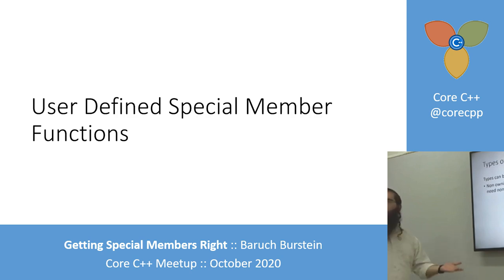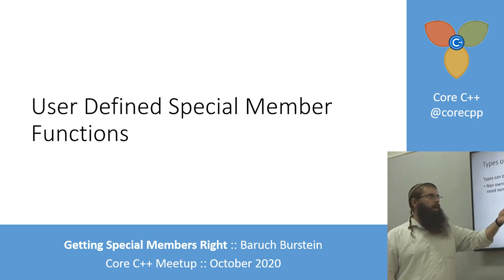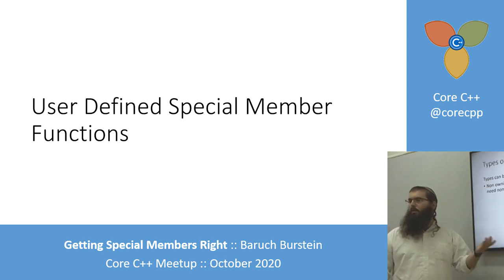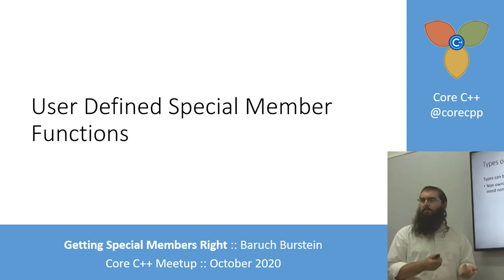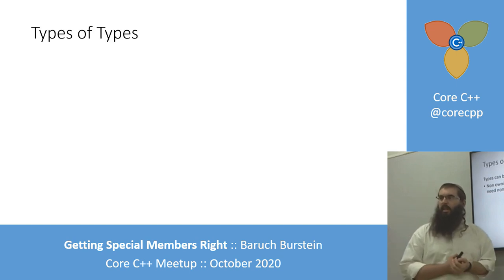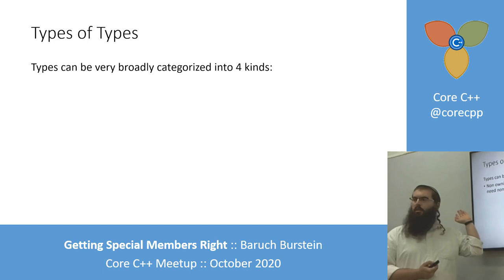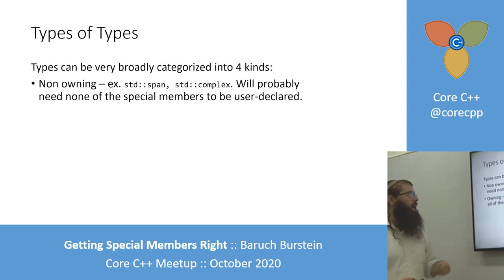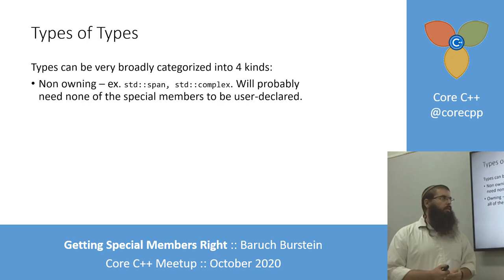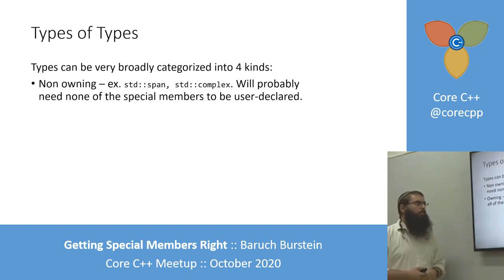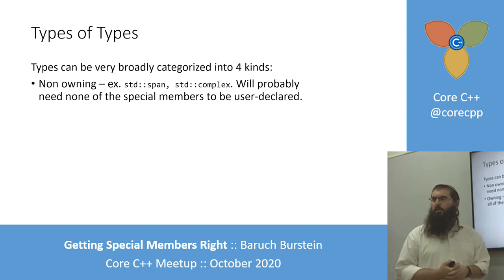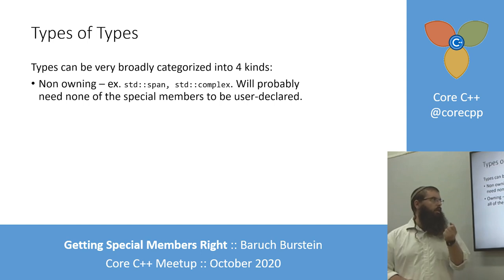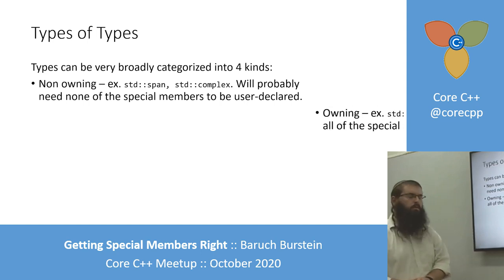Okay, so the user defined special members, assuming we need to define them, then as we said, we should probably need to define all or most of them. So broadly, not an official definition, there are four kinds of types. Regular, non-owning: std span, std complex, int, bool, any class that doesn't have an object that it has to manage the lifetime of. The default special members will probably be just fine. Don't need to define any of them.